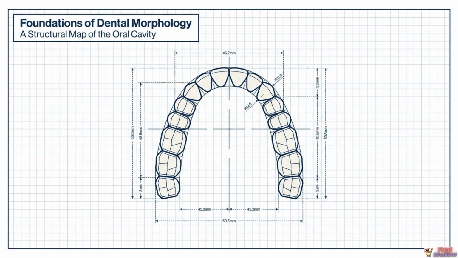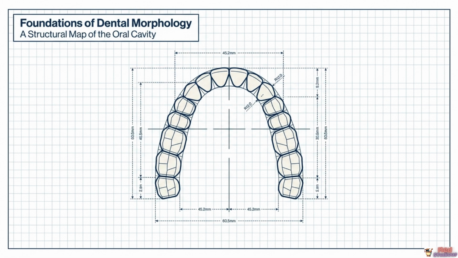Welcome back to Studious. Today, we're laying the foundation for everything in dental anatomy, the structural map of the human oral cavity. Picture the upper or lower dental arch as a precisely engineered U-shaped structure. It isn't a random curve, it's a parabola with measurable architecture, a defined arch width, an arch depth, and curvature radii that change as you move from the front teeth to the back.